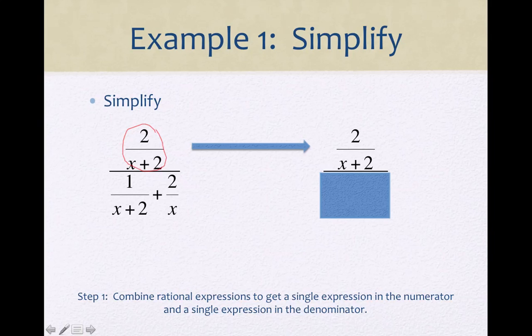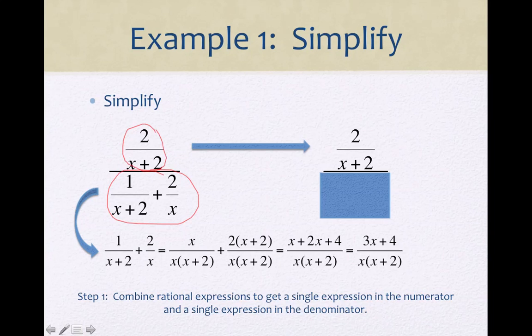But then in the denominator, we have this addition of two rational expressions. And so we're going to need to work that out so that this can become a single rational expression. So now we're going to fall back on what we were doing in the last objective, and we're going to add these two rational expressions together. So that's going to look something like this.